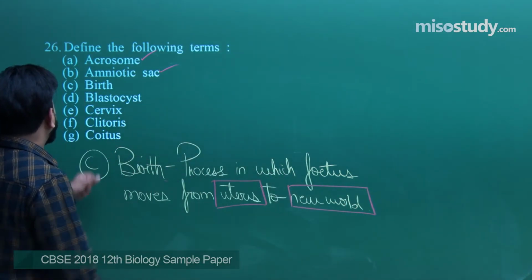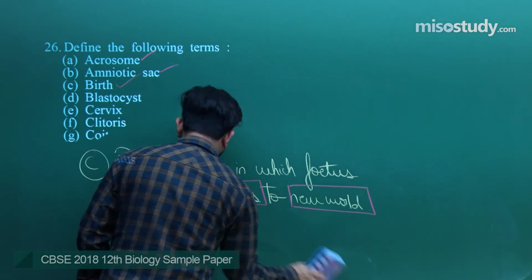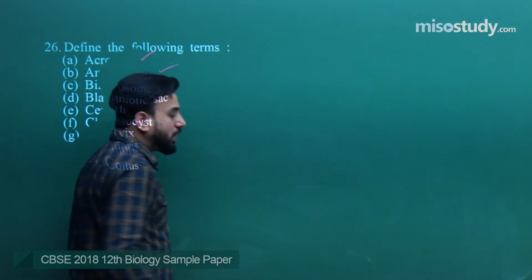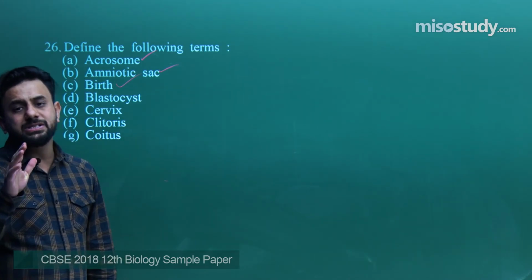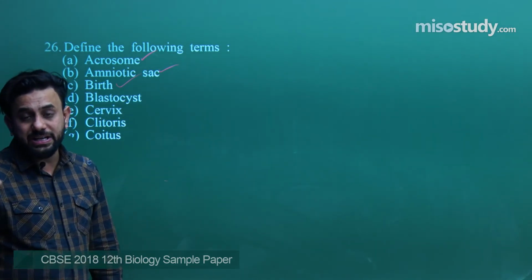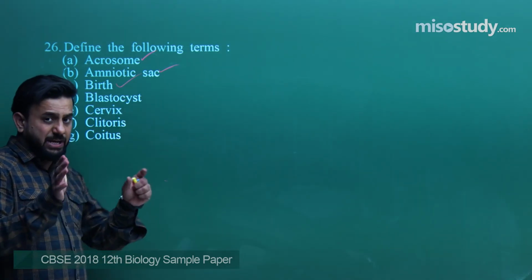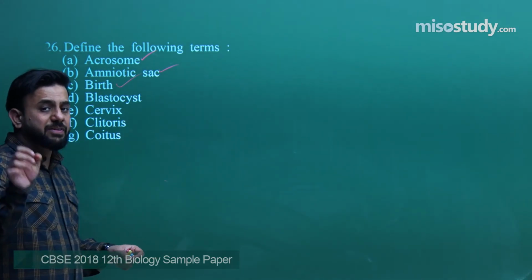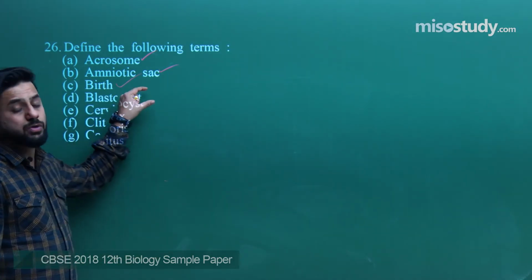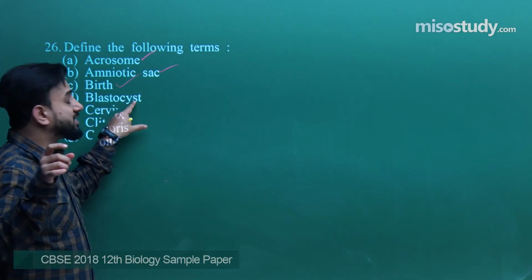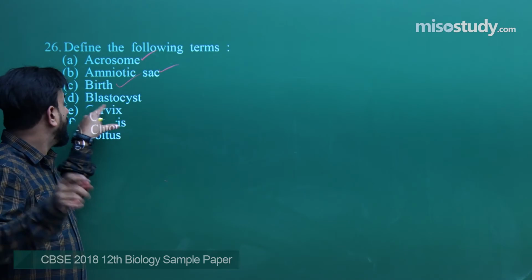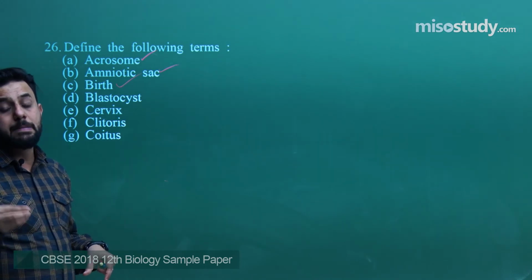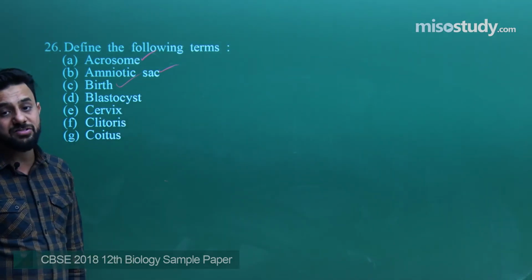Right? Then we'll see the blastocyst. The blastocyst is actually a stage of the zygote. They say 5th to 9th day is the range, but generally we take it as the 9th day. At this stage of the zygote, on the 9th day, it gets implanted into the endometrium. Implantation of the zygote takes place at the blastocyst stage.